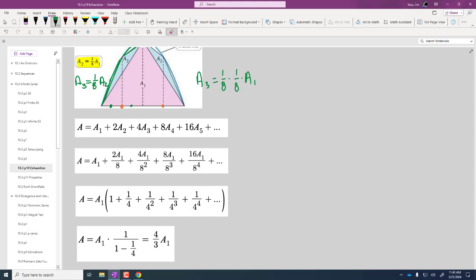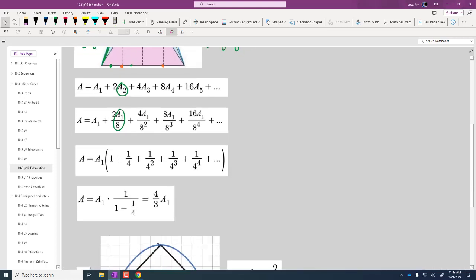So if we replace this a sub 2 with 1/8 a sub 1, we're going to get that. Replace the a sub 3 with that, and we get this, etc. And all of a sudden we realize that it's a geometric series. If we simplify everything here, we factor out the a sub 1, that's a 4th, simplify this, so there's a 4th right there. Factor out the a sub 1, we get a 1 and then a 4th. Simplify this, simplify that, simplify that.